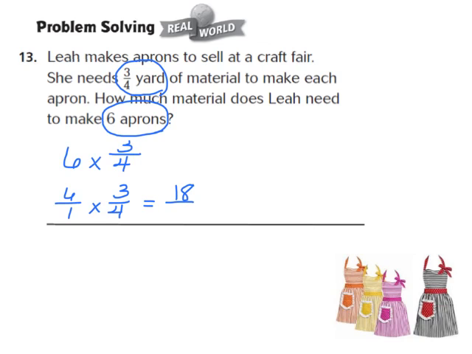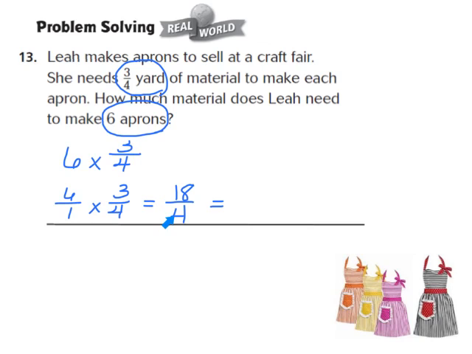Now, my next step is to focus on the denominators. So I'm going to go ahead and multiply 1 times 4, and I know that 1 times 4 is going to give me 4. So we now have the improper fraction 18/4. Well, we know we can't leave an improper fraction as our final answer, so we need to go ahead and rewrite that as a mixed number in simplest form.